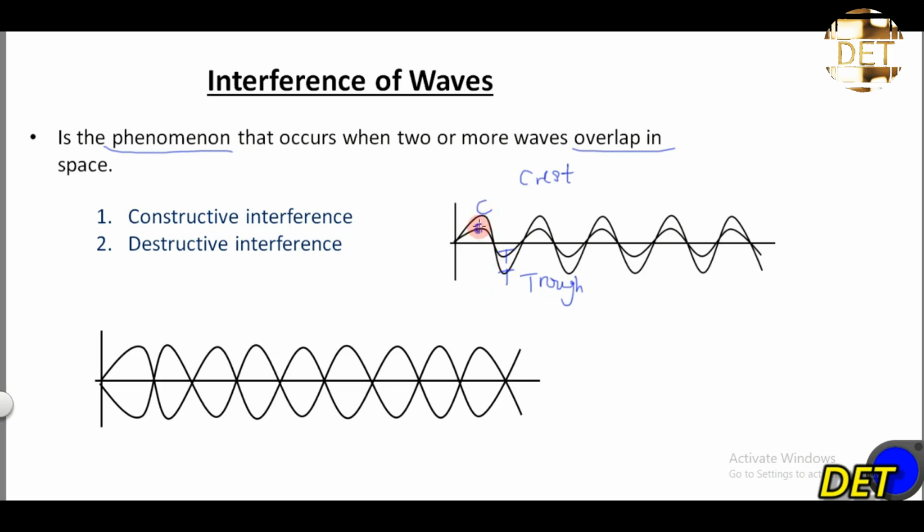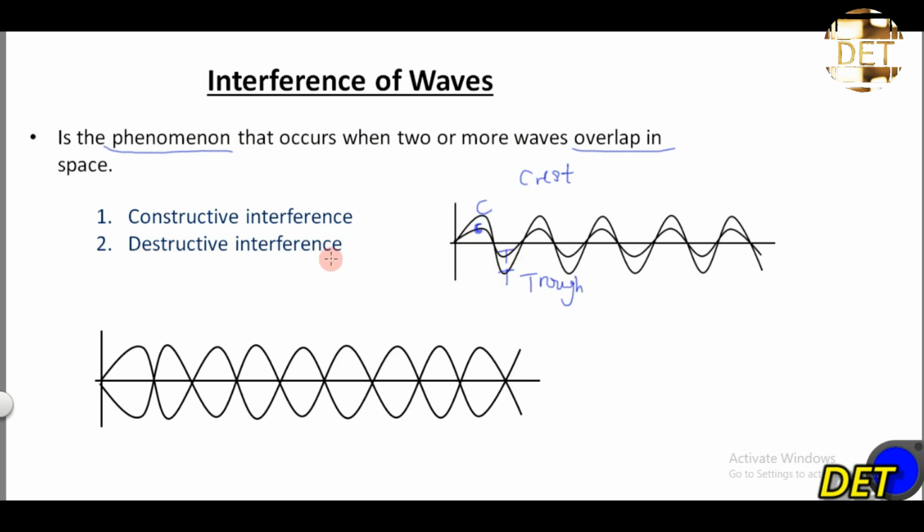So when two crests meet or two troughs meet, that relationship or that overlap is referred to as what? A constructive interference. So this is a constructive interference. Constructive interference occurs when two crests, this is a crest, this is a crest, or two troughs, this is a trough, this is a trough, when they meet.